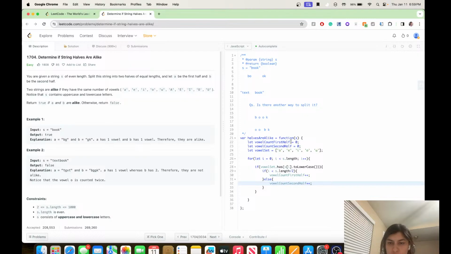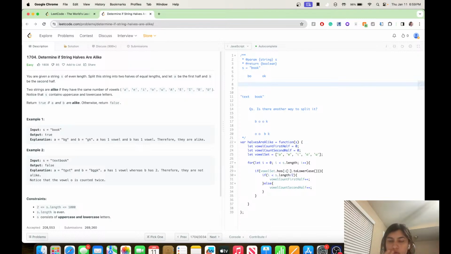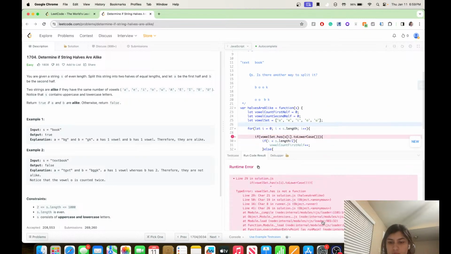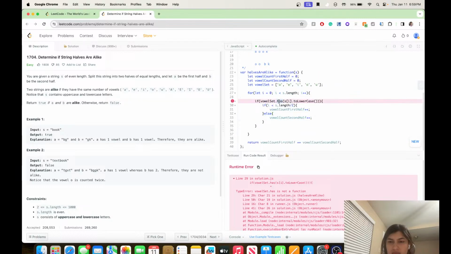Suppose the length is 4, then 4 divided by 2 will be 2. So the indices should be 0 and 1, right? It should be less than 2. Then only it will be the first half. Otherwise it will be the second half. And I will return whether the counts are equal or not. If it is equal, then I will return true, otherwise false. Where is has? Oh, this is not a set.